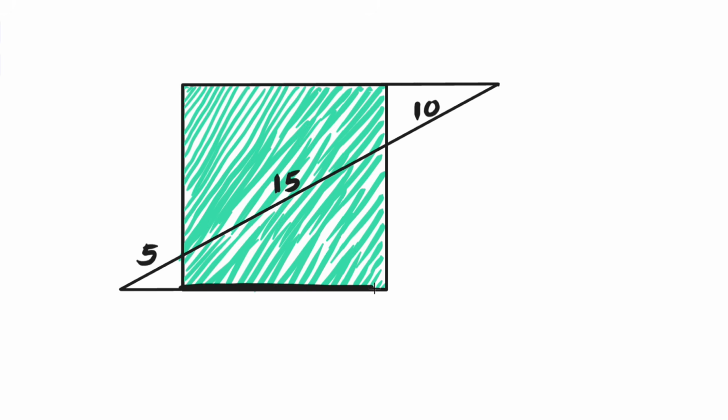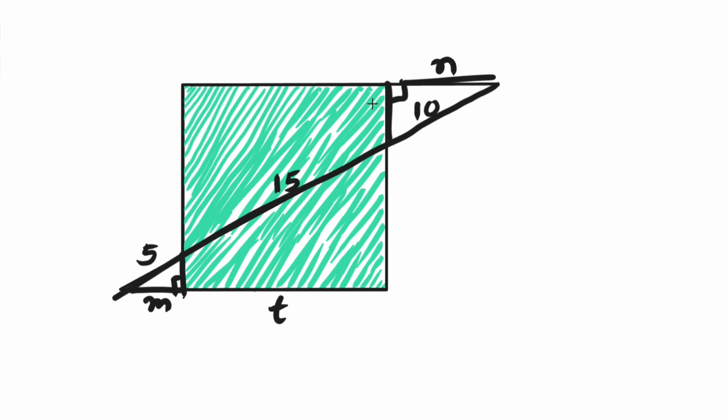Let the side length of the square be t. Also, let's call the horizontal distance on the left side m and the horizontal distance on the right side n. Notice that the slanted line creates several right triangles. The important observation is that these triangles are similar.